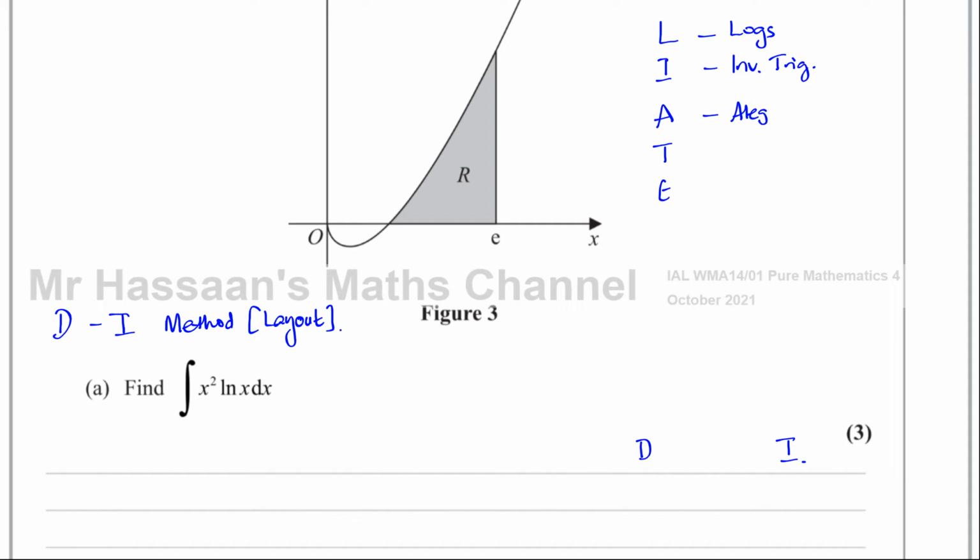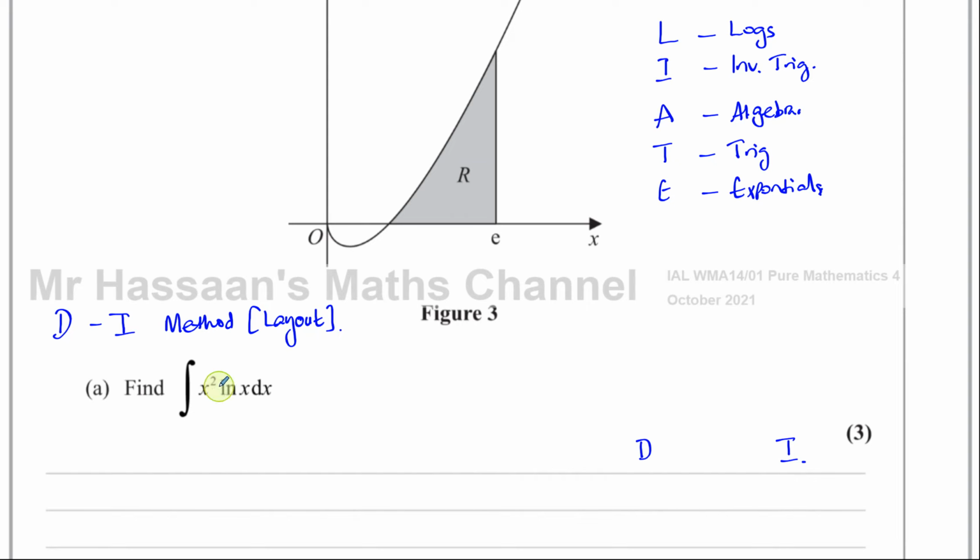Algebraic expressions, like polynomial equations and polynomial expressions, and so on. And then we have normal trig expressions, and then we have exponentials, like e to the power of x, and so on. So this is the order in which you decide what to differentiate and what to integrate.